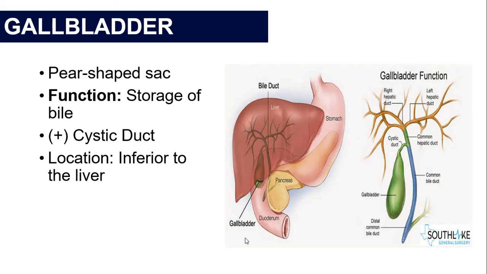Now, next is the gallbladder. Your gallbladder is a pear-shaped sac with a function to store the bile. Again, its function is storage of bile that is produced by the hepatocytes in your liver. It actually contains a cystic duct. If this is your gallbladder, we have here your cystic duct, and your gallbladder is located inferior to your liver. As you can see in the picture, if this is your right liver, your gallbladder is mostly located at the right, under the right lobe of the liver.